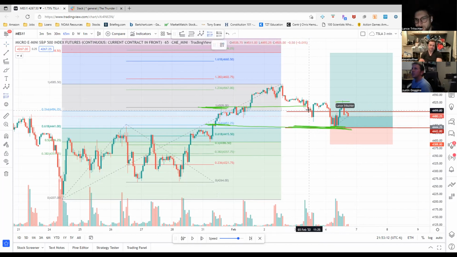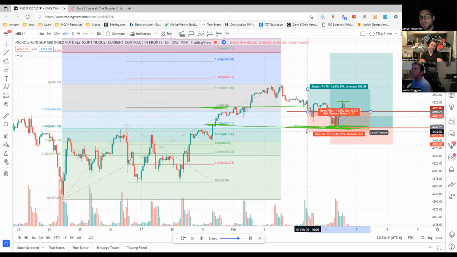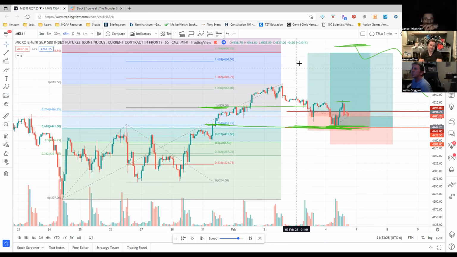I could trim right here and get my R plus more back. I could do that. And then maybe wait for another move down here or wait for the wave 5 to come in and then short it and at least get my money back and be playing with house money when I take one of those other trades, if I want to do that.